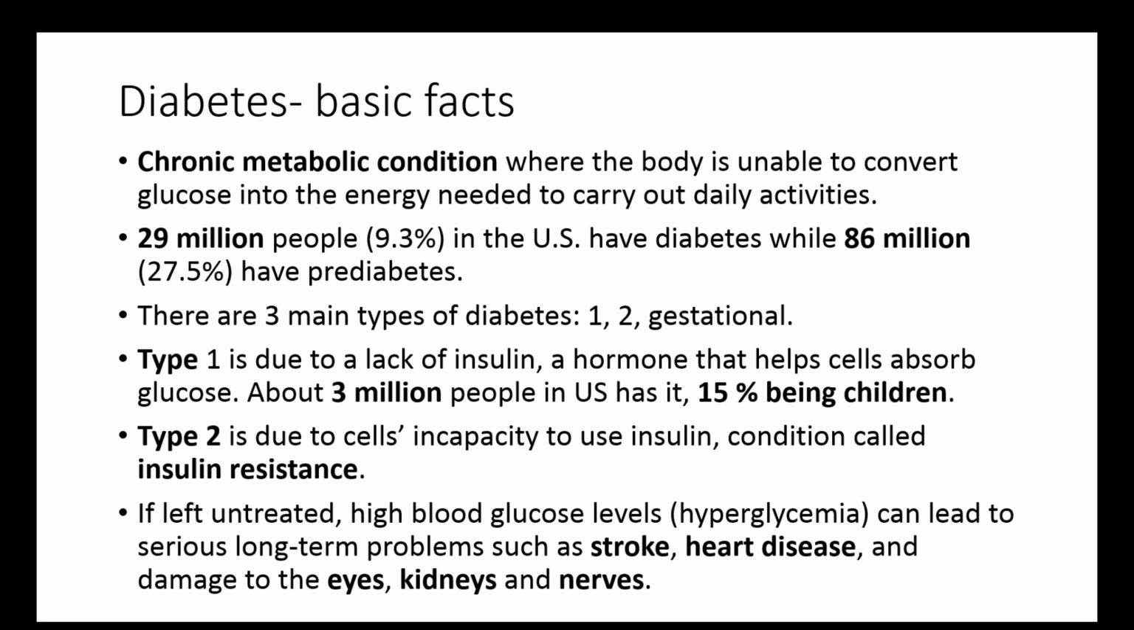There are three types of diabetes: one, two, gestational. Type 1 is due to the lack of insulin, the hormone that basically helps cells absorb glucose. About 3 million people in the US have it, and the important fact is that there is a large children population. So if you do monitoring in children, that presents a different challenge. Type 2 is due to cells' incapacity to use insulin, otherwise called insulin resistance.